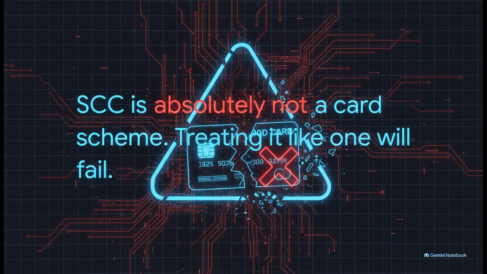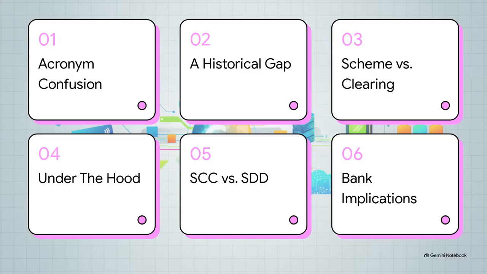And that brings us to exactly what we're going to uncover today. Okay, here's our roadmap. We're going to decode the acronym confusion, explore the historical gap that caused it, and define the difference between a scheme and a clearing system. Then we'll look under the technical hood, compare SCC directly to SCT, and wrap up with what this all means for banks. Let's get started.